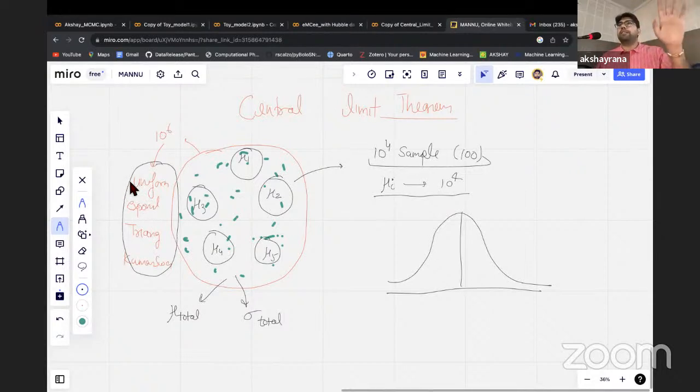I'm going to repeat myself. You have created 10 to the power 6 data points coming from any distribution, and calculated the corresponding mean and variance, mu total and sigma total. Next, you choose small samples of 100 points, and for each small sample you calculate its mean. The distribution of these means, if I plot it, is going to be of all the mu i's.